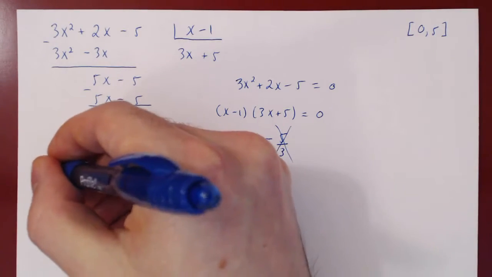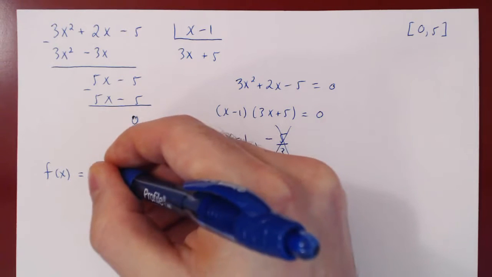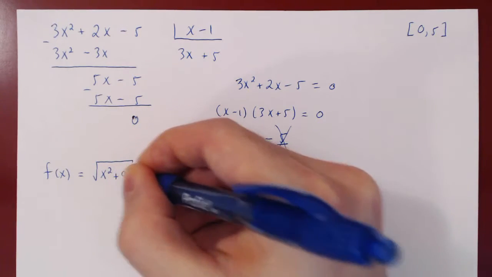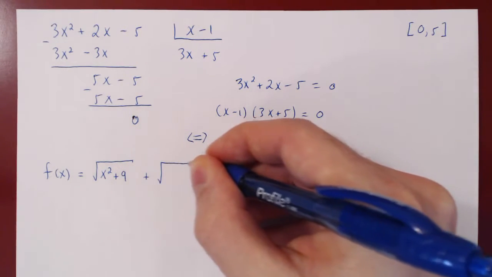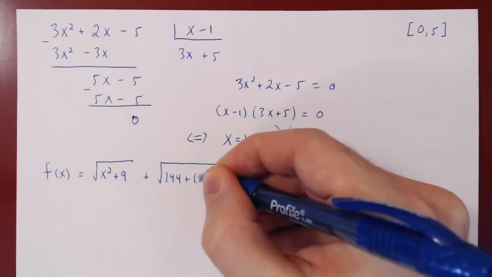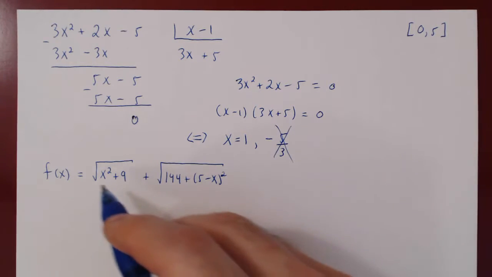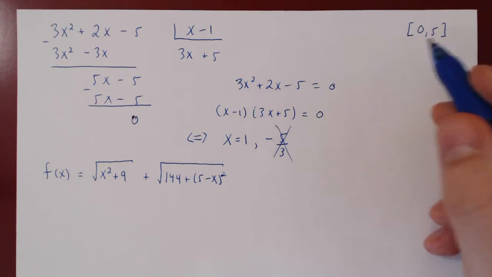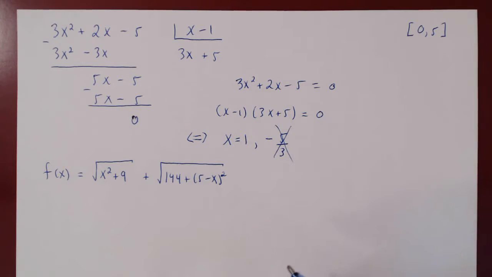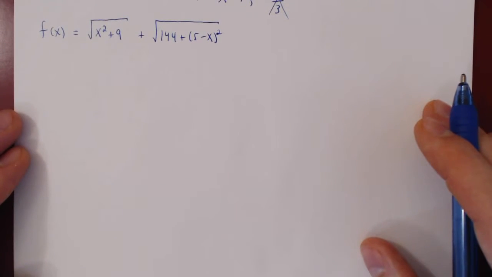Let's recall our function, f of x, which was the root of x squared plus 9, plus the root of 144 plus 5 minus x all squared. And now we are going to evaluate our function at 0, 5, and 1. And let's see where we can find our minimum value for f, therefore minimizing the length of wire used.